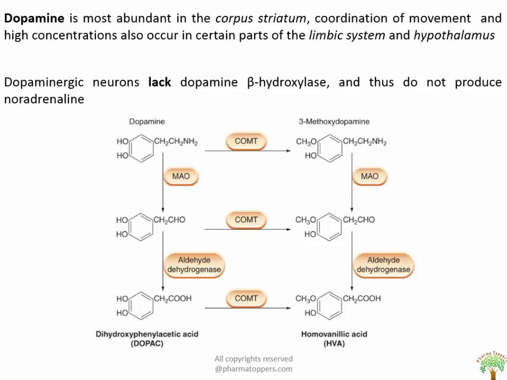The point to be noted is that the dopamine neuron lacks the dopamine beta hydroxylase enzyme, and thus it does not produce the noradrenaline. So here you could see in this chart conversion of the dopamine into DOPAC, that is dihydroxyphenylacetic acid, as well as formation of a homovanillic acid, which is found in the urine, and which is used as an estimation of the hypertensive disorder in case of a patient suffering from tumor in the adrenal gland.